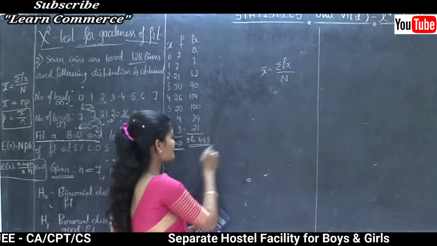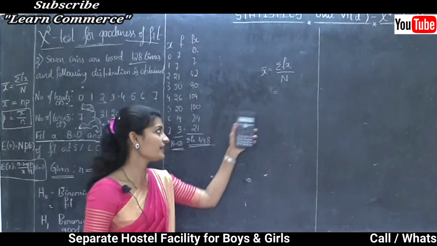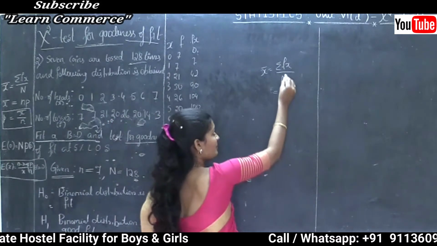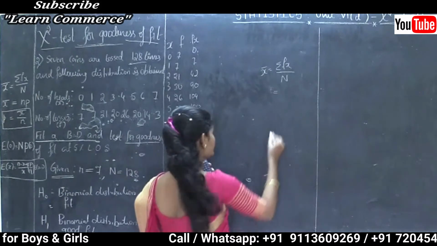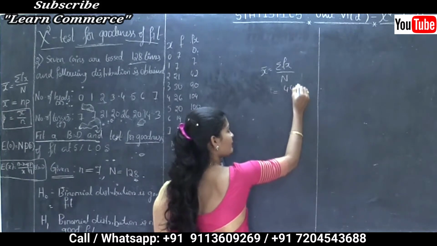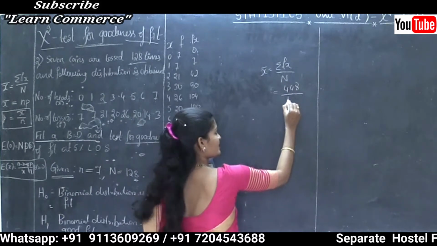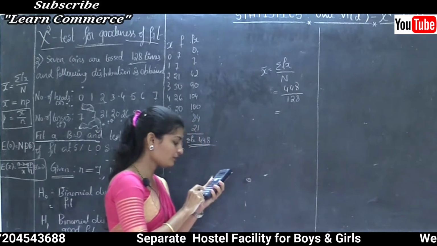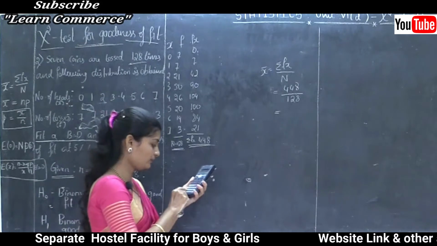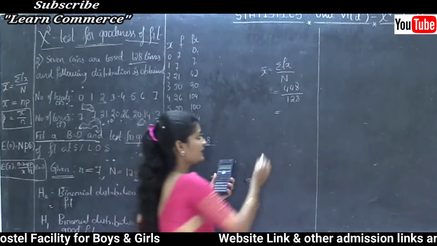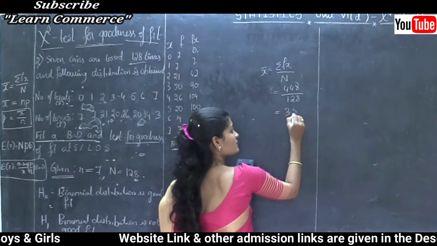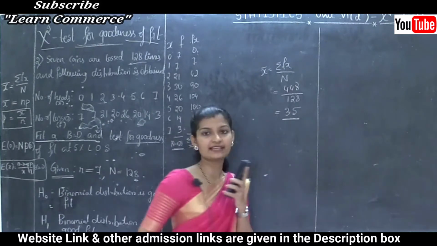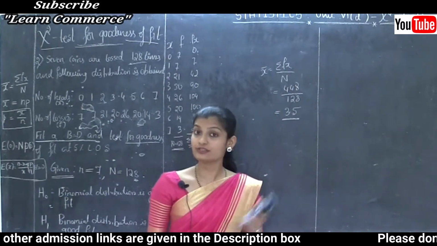So now I will substitute this observation in this formula. So here sum of fx, that is 448, divided by capital letter N, that is 128. This is equal to 3.5. So here we got x bar is 3.5. Next, this is step 1.